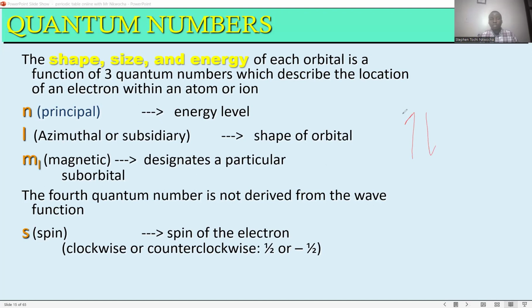Okay. No big deal about this whole thing. It's just for you to know which one represents the energy level, which is the principal quantum number, and which one tells us information about the shape of the orbital, which is the azimuthal. That is what they ask you.